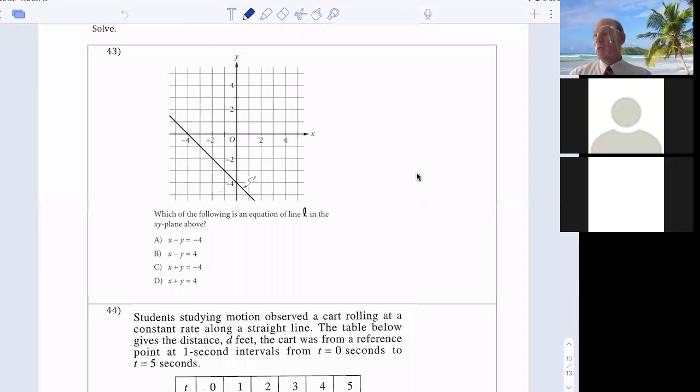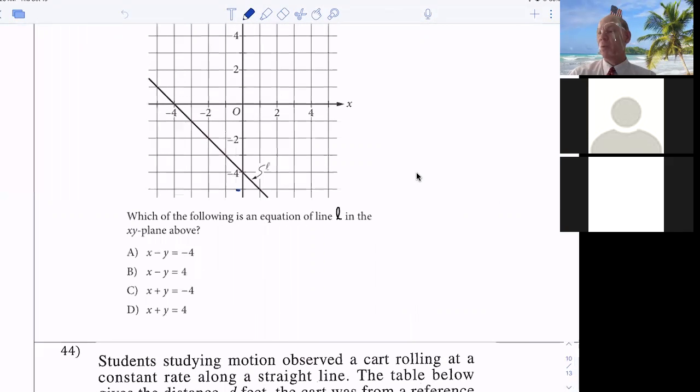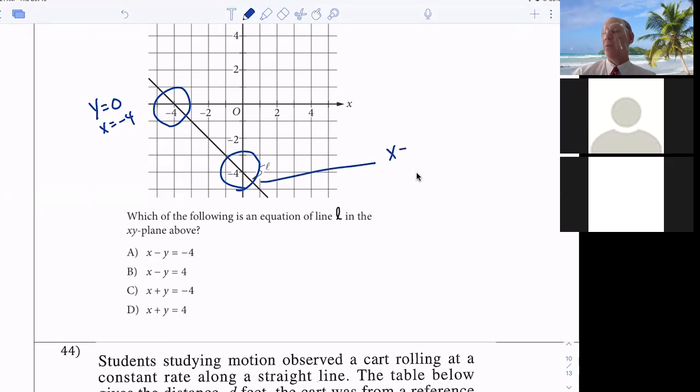Here it says, which of the following is the equation of line L in the XY plane above? Well, the problem here is that the Y-intercept is what? Someone tell me what's the Y-intercept? The Y-intercept is -4, correct? And the X-intercept is also what? So if you wanted to, you could let Y equal 0 and X would equal -4. And you could come down here and say if X equals 0, then Y would equal -4. That's one way of doing it.